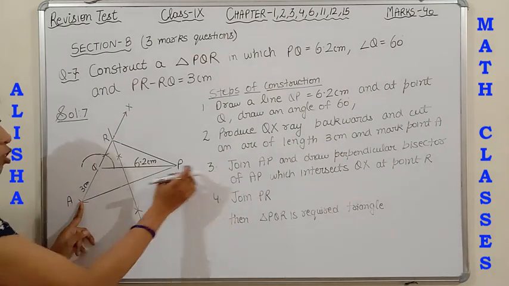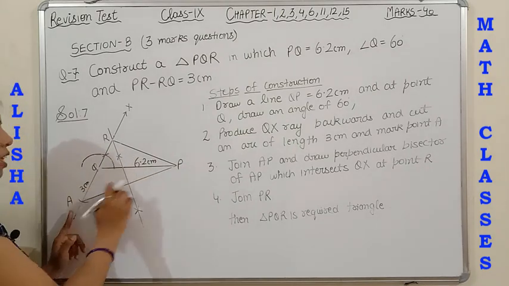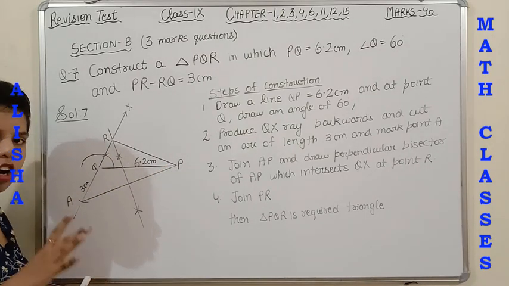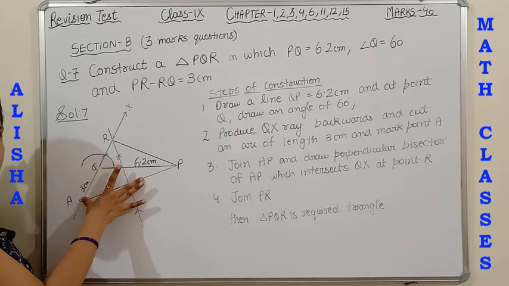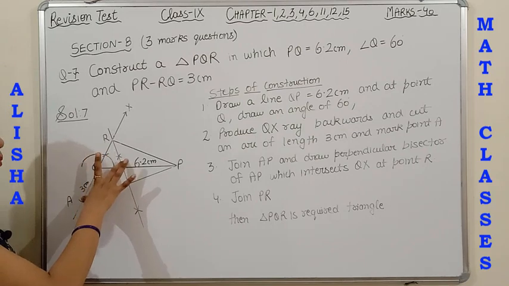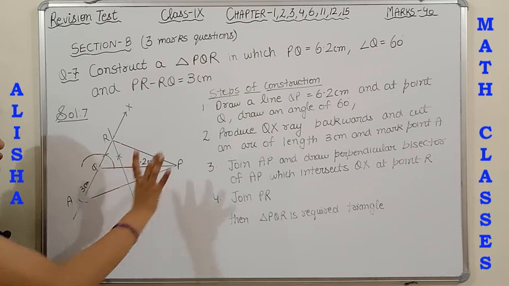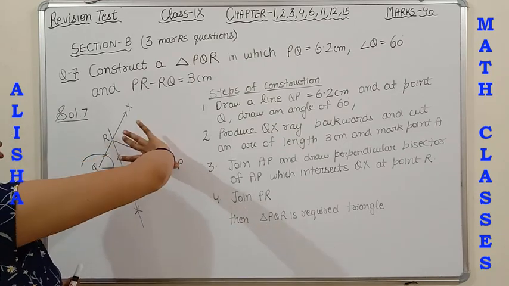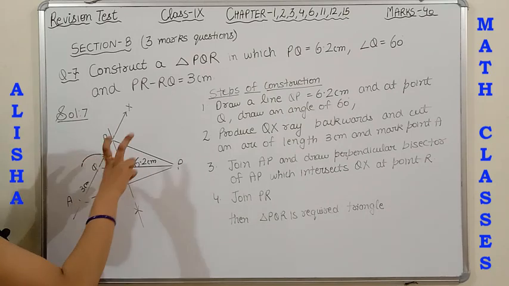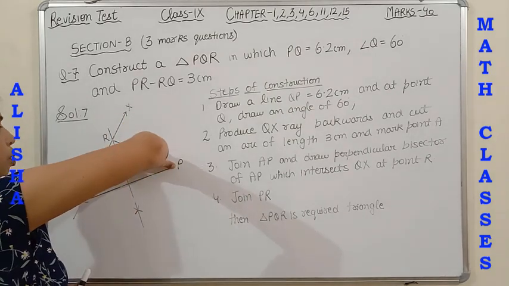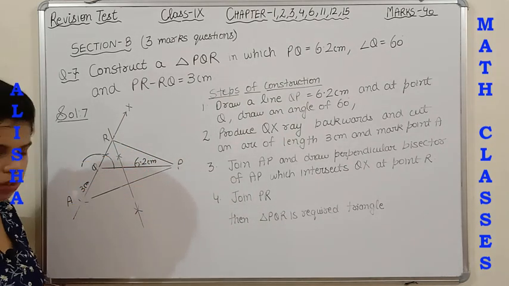Now you have to join AP and you have to draw the perpendicular bisector of this line AP. I hope that all of you know how to draw the perpendicular bisector. You have to just take a compass and open more than half, then mark one point here and one point in the upward direction, one point in the downward direction. Same from point P, you have to draw an arc of the same length. As you have opened the arc of this length, the same length you have to take from point P. You will mark an arc in the upward direction and in the downward direction also.